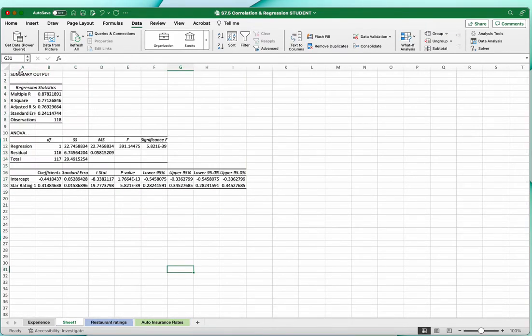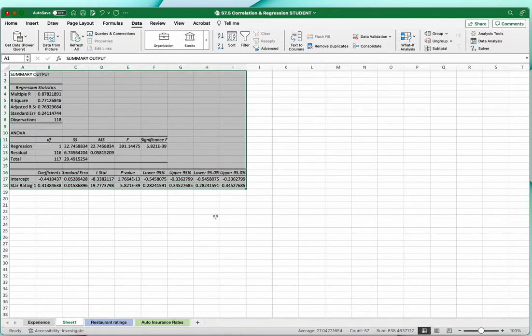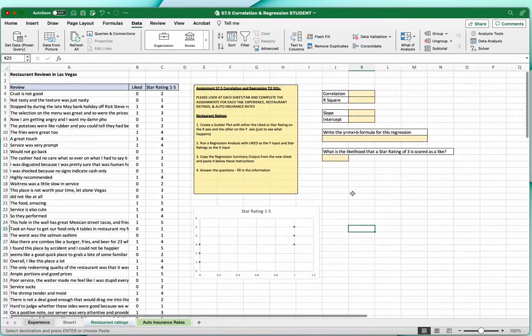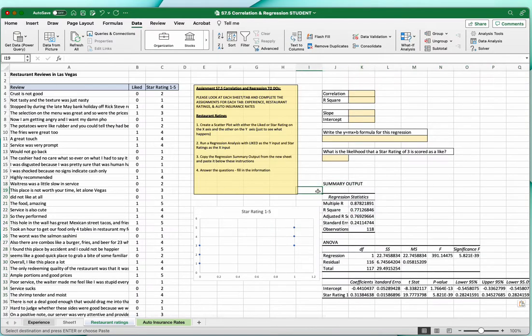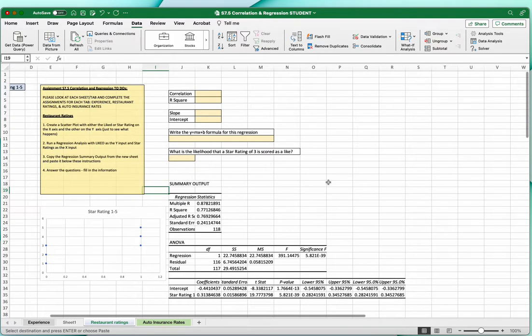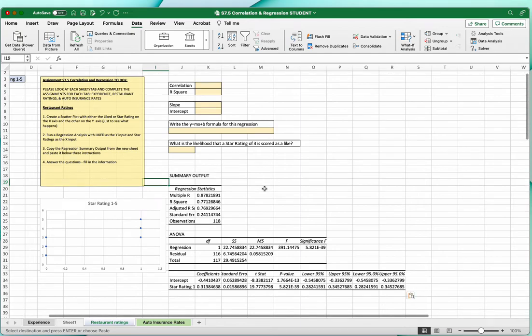Here's my output. It asks us to copy this and paste it over to where we were. So Command C, go back to restaurant ratings, and paste it right here next to the instructions so we can see what's going on. It says copy the regression summary output from the new sheet and paste it into these instructions, then answer the questions and fill in the information.